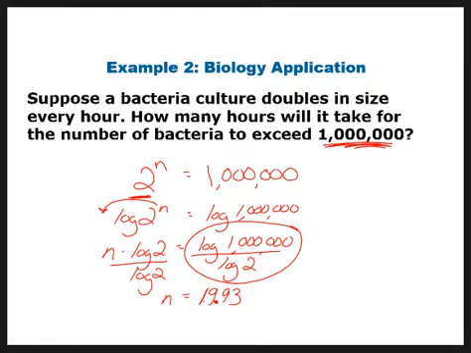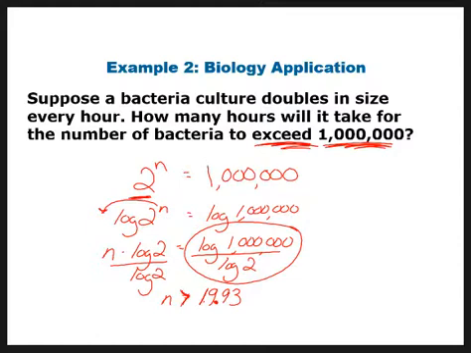Now the other thing to keep in mind, and I probably should have mentioned this from the beginning, is it does say when is it going to exceed 1 million. So technically what we probably should have said is, if this is going to exceed 1 million, at the end here you probably could have used a greater than sign. N would have to be greater than 19.93 in order to exceed 1 million.